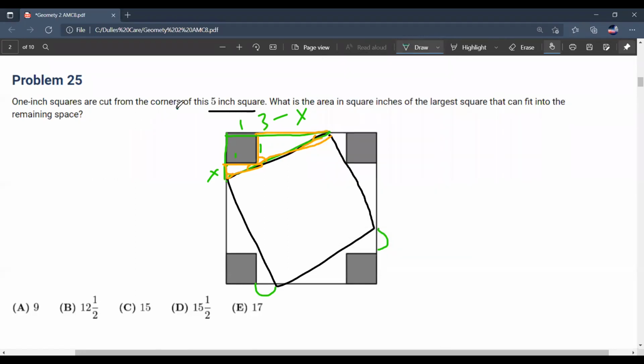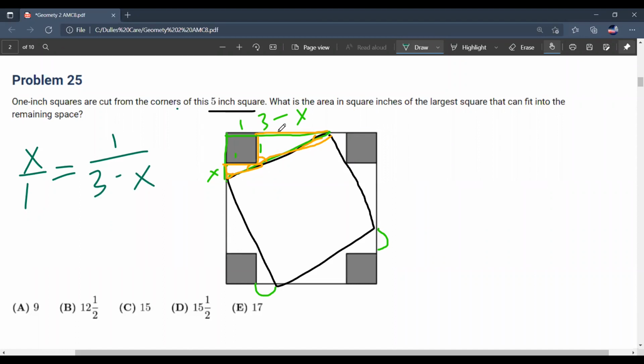So let's set up some similar triangle stuff, right? So we have x to 1 is equal to, it's like height to height is equal to base to base. So x to 1 is equal to 1 over 3 minus x.